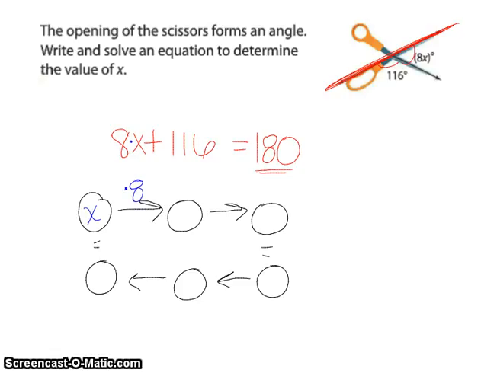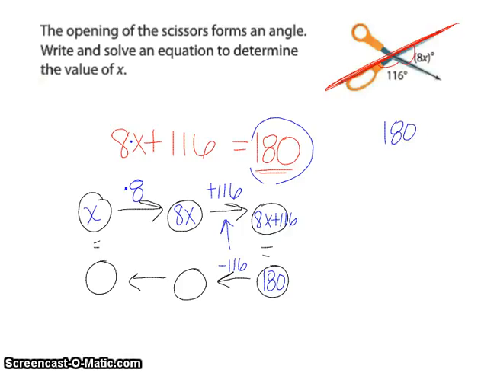8 times x is just 8x. And then I'm adding 116. And so 8x plus 116 is just 8x plus 116. And that's all equal to that 180. I have to do the opposite of plus 116, so I'm going to be subtracting 116. And 180 minus 116 I have to do off to the side. I have to borrow, so I know that this 8 becomes a 7 and this 0 becomes a 10. And so I know that 10 minus 6 is 4 and 7 minus 1 is 6, and then 1 minus 1 is just 0. So I know that this is 64.